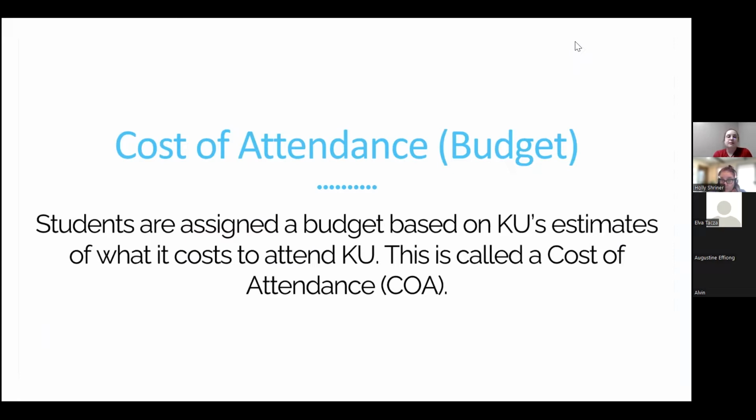All of those estimates of costs are what we call the cost of attendance or the budget. This is an assigned budget based on those estimates. It can always be updated if you have increased costs, if your tuition is more than what's budgeted, if your housing is more than what's budgeted, if you have any additional resources needed for your education, or if you have any medical expenses come up that you need additional assistance for. You can definitely request a budget adjustment to increase that so you're able to take out additional aid.